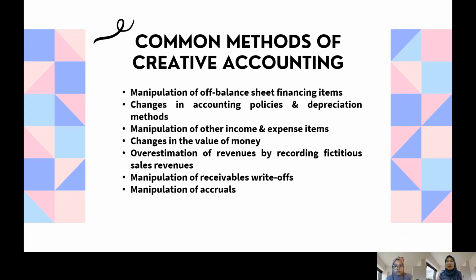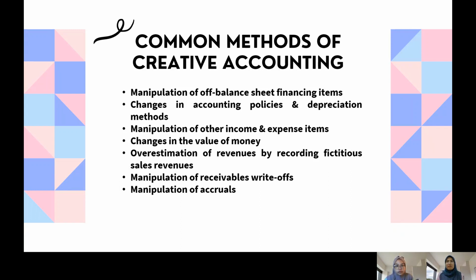Macam Dini terangkan tadi, dia menukarkan depreciation tu. Maksudnya supposedly dia bayar depreciation tu banyak ni, tapi dia orang nak make sure dia orang tak perlu bayar lebih untuk apa depreciation tu. So dia orang tukar depreciation methods tu. And then manipulation of other income and expense items. Biasanya kaedah ni pun banyak juga digunakan dalam company. And then changes in the value of money, overestimation of revenues by recording fictitious sales revenue.